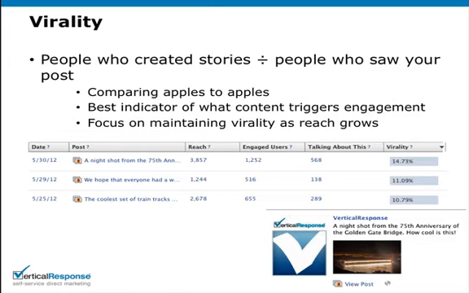And virality, as I said before, and we'll hammer home now, is really the best indicator of what content is triggering engagement. How many people see it just means that it's showing up in the newsfeed. What you really want is to have them think about it and engage with it in various ways. So really look at that virality number. It's a percentage, so you don't have to worry about overall reach and how it compares, and just see what's working.